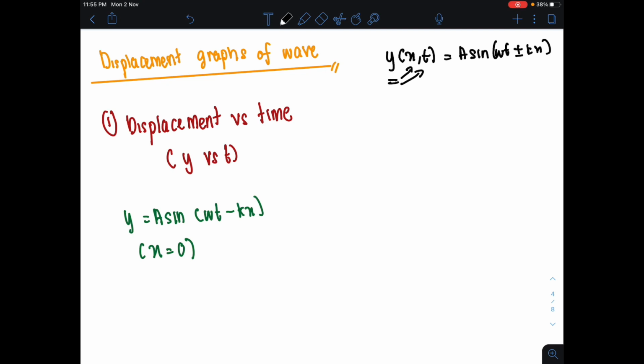So for us to sketch, we cannot sketch y with respect to x and t together. Sekaligus tak boleh. So, kita akan split the graph into two parts, iaitu displacement versus time dan juga displacement versus distance. So, kita akan ada dua jenis sketching dekat sini bergantung kepada kita nak y itu in terms of x ataupun in terms of t.